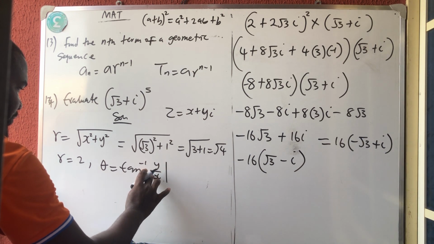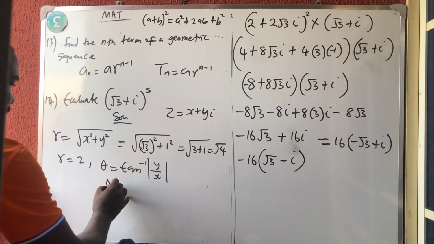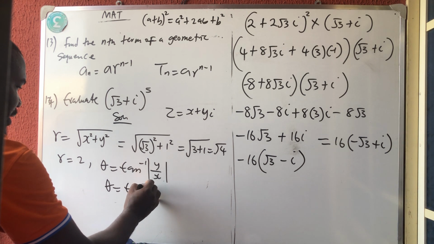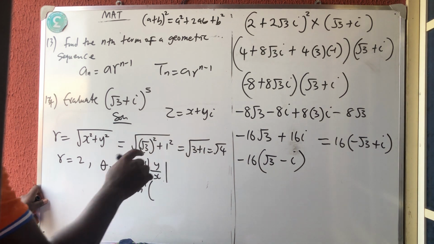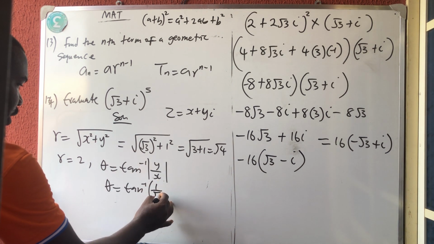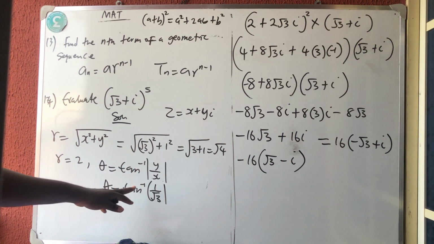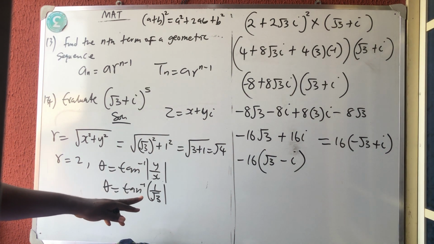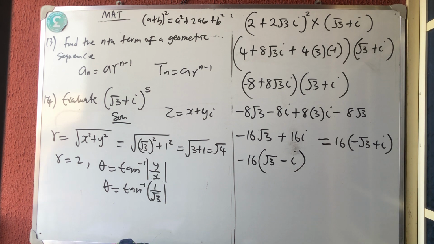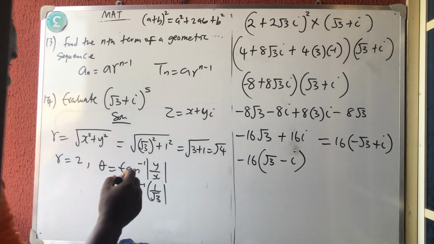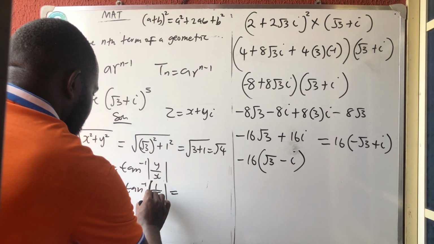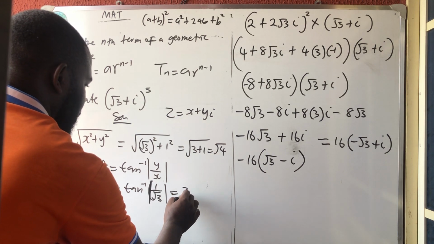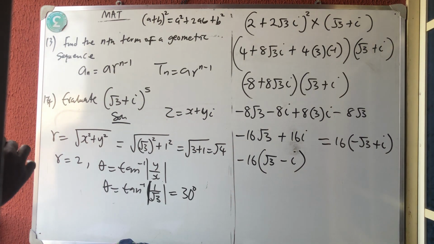Absolute value of this. So my theta is simply the tan inverse of my y is 1 all over root 3. Now tan inverse of 1 over root 3 is 30, because tan 30 is 1 over root 3. So I'm left with what? This is absolute value. I'm left with 30. So my angle is 30 degrees.